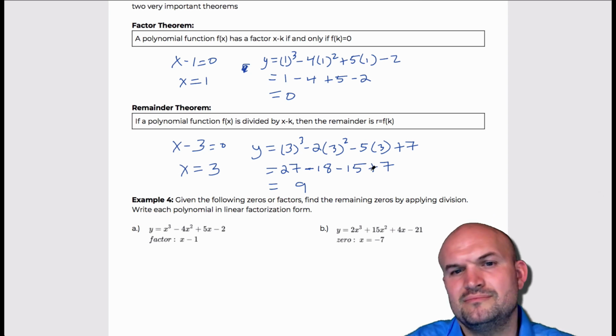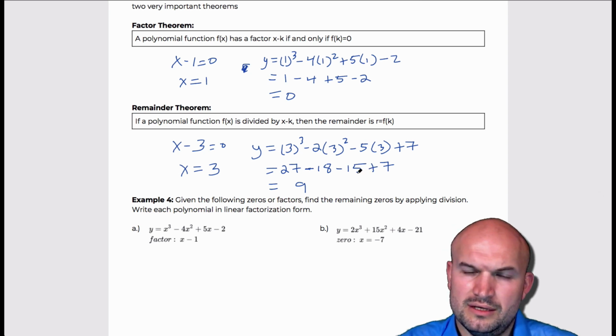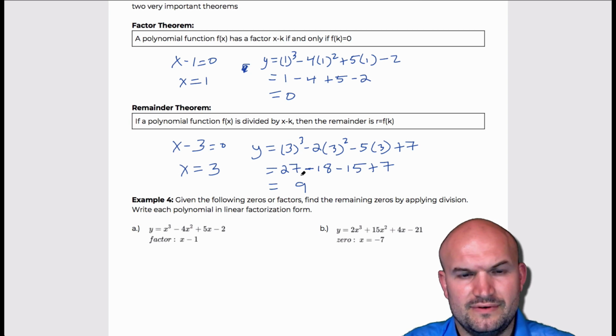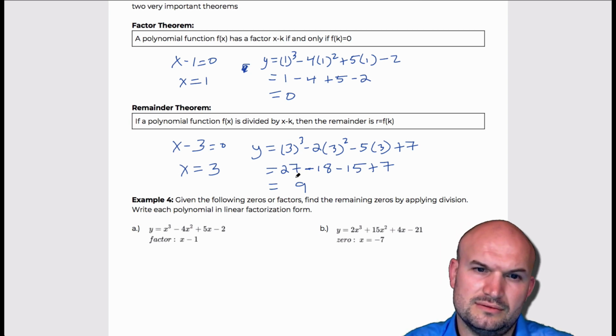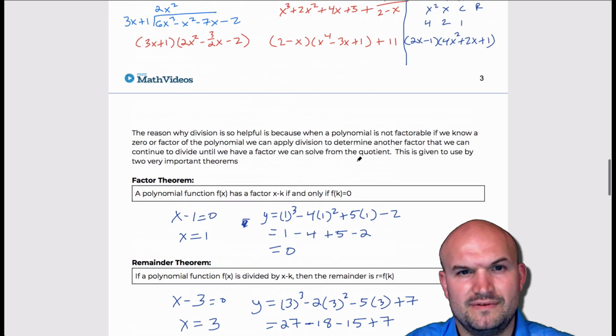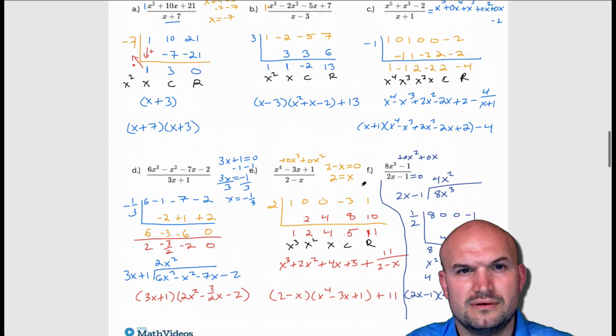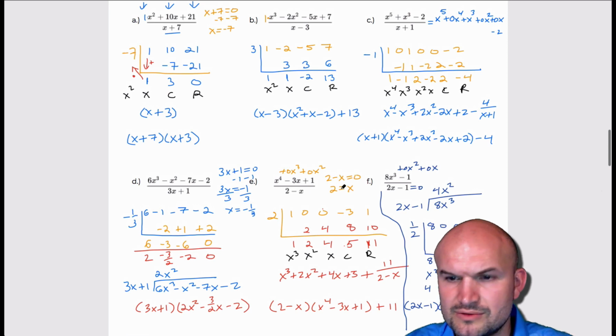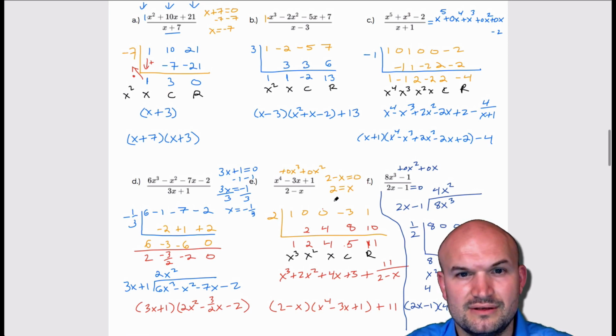And then -15 plus negative, let's see, what am I doing? -15, did I have that right? X cubed minus 2x squared minus 5x plus 7, x plus 3, did I do that one right?